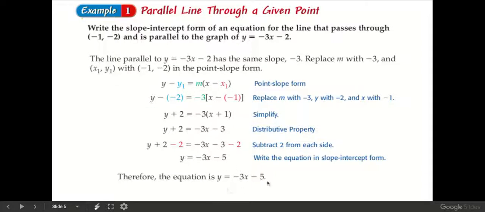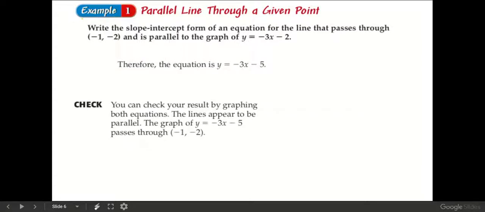So now I have my equation, y equals -3x minus 5. This is the equation of the line in slope-intercept form that goes through the point -1, -2, and is going to be parallel to this one, right? And we know it's parallel because it has the same slope, and obviously they have two different y-intercepts, but that's okay. That means they're just going to go in the same direction, but they're going to be in two different locations.